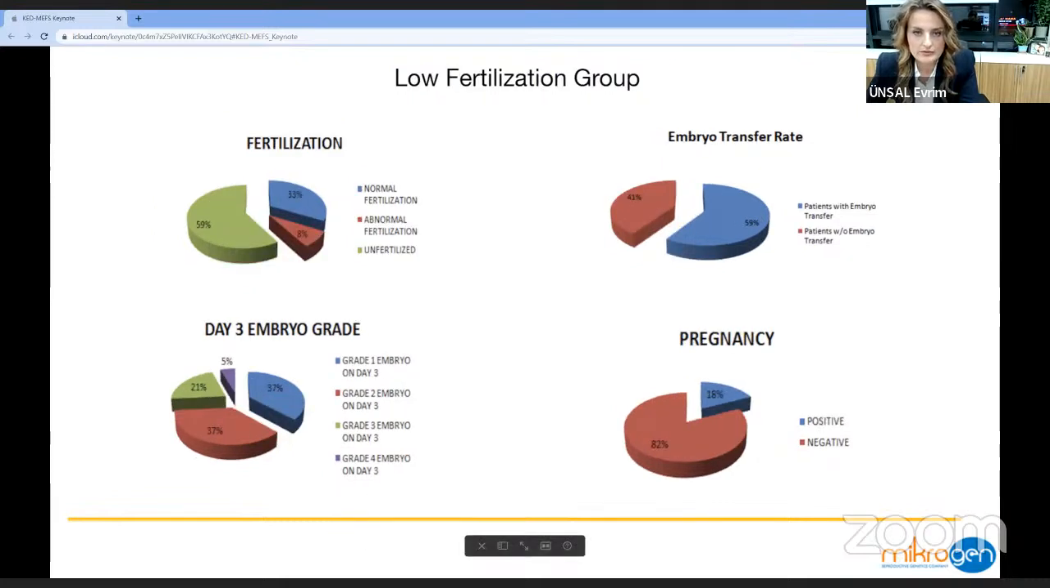Finally, in the low fertilization group, we also evaluated 40 patients, and low fertilization in this group is defined as less than 30% fertilization in their previous cycles. Fertilization rate was 41%, but 8% of these cases had abnormal fertilization. In 59% of cases, embryo transfer was performed, and an 18% pregnancy rate was observed.